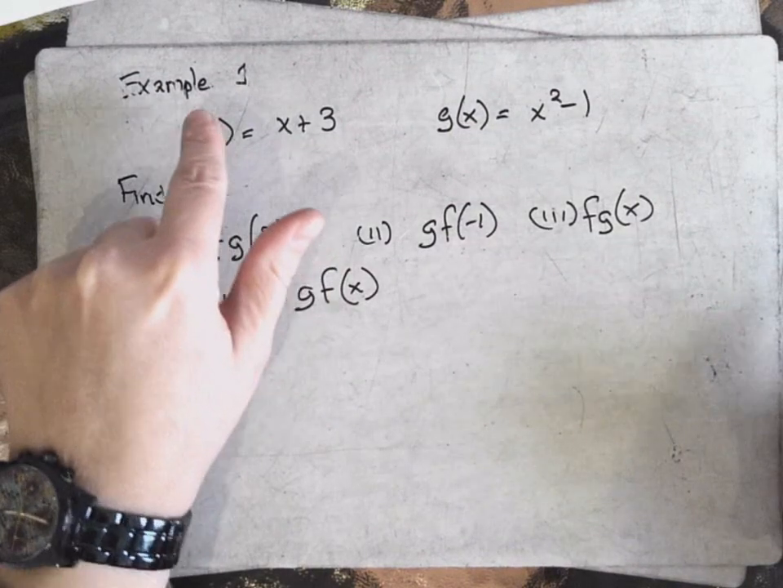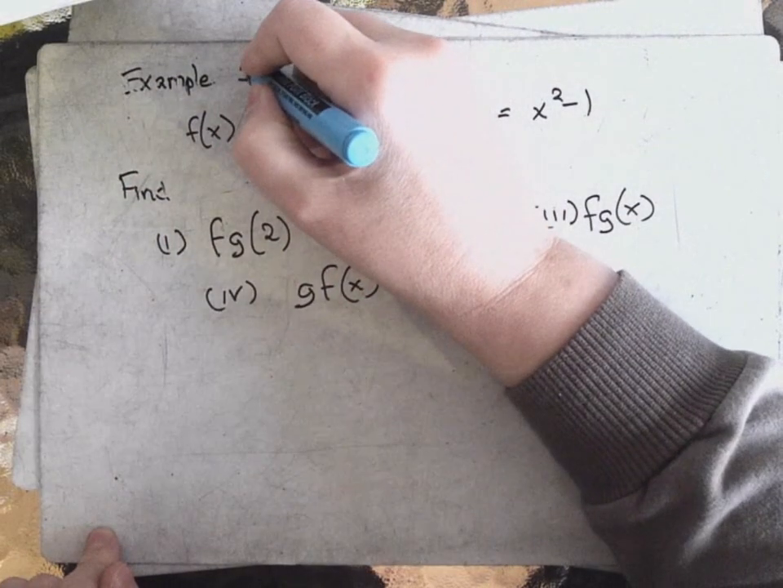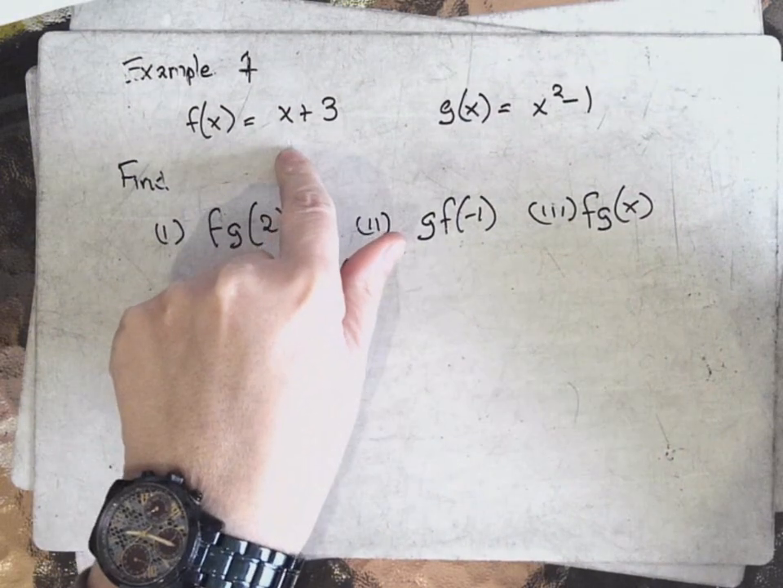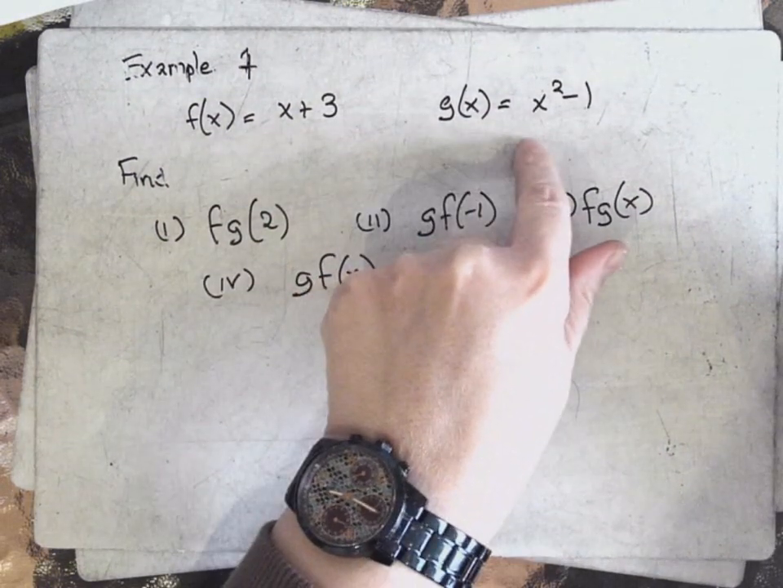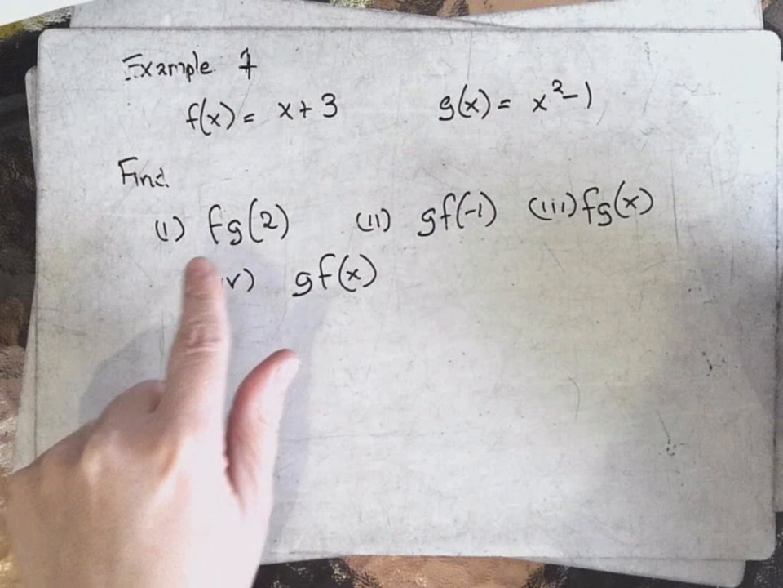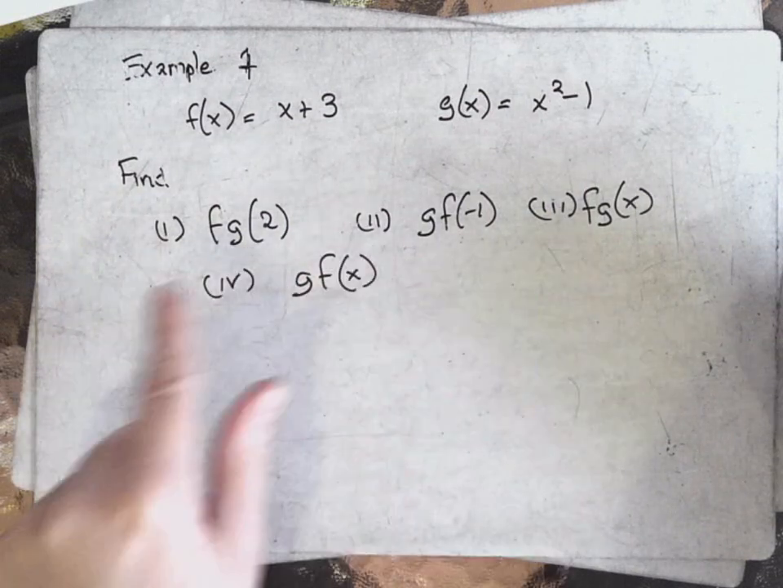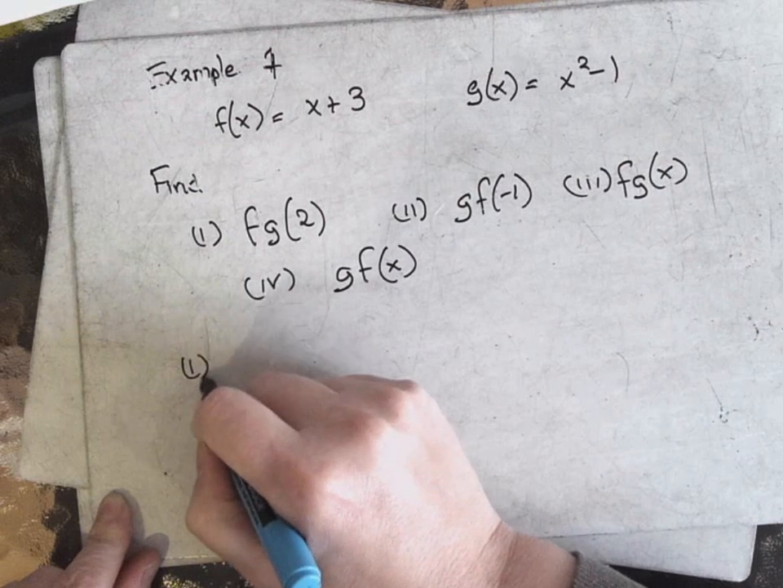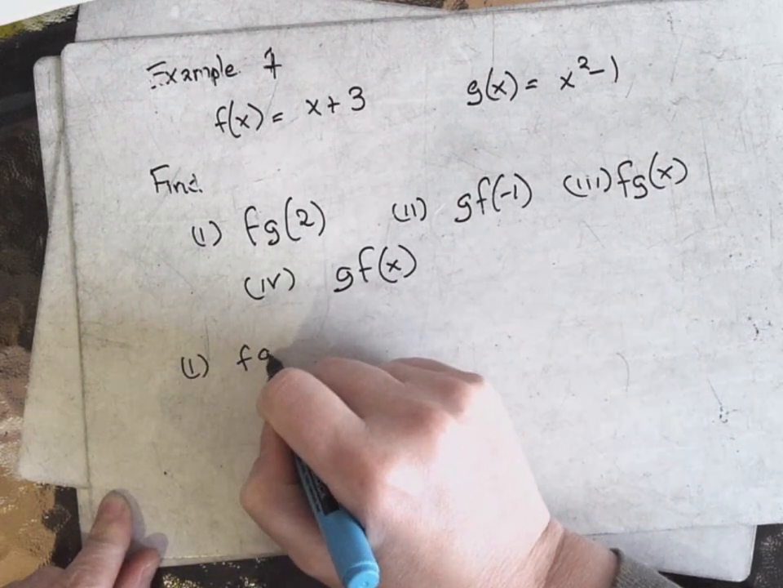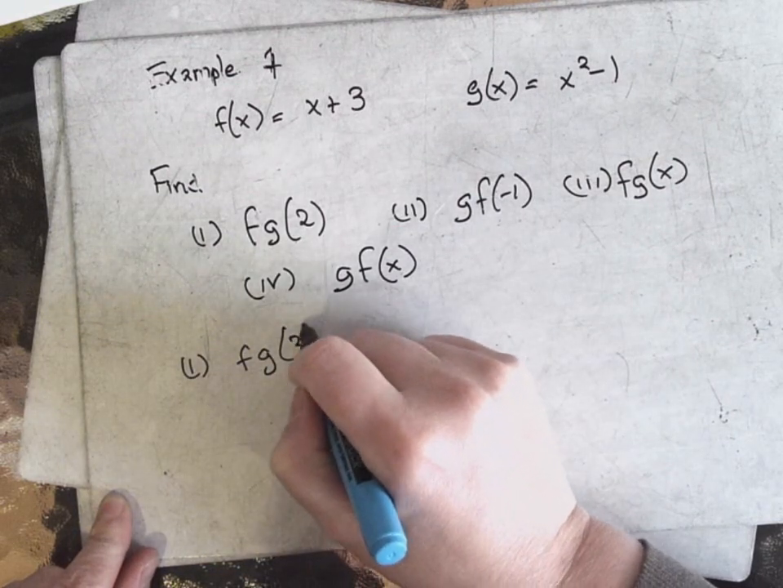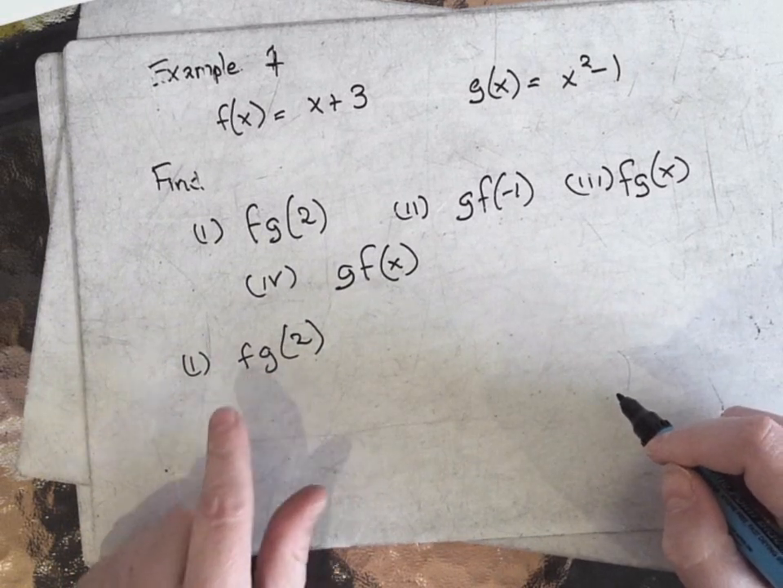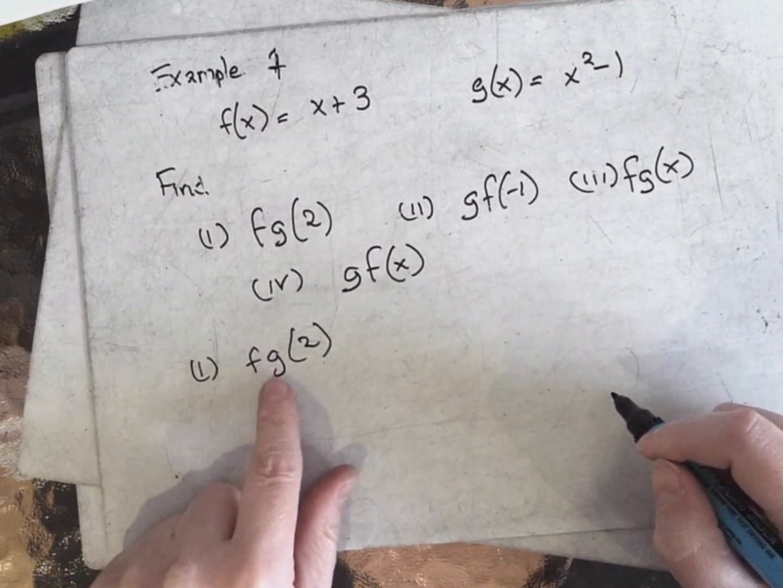Here's my example. Example 1. f of x is x plus 3, so there's one function. g of x is x squared minus 1. There are 4 parts, so we'll do one part at a time. The first part is f g of 2. That reads f after, remember there's an after in there, so f after g of 2.